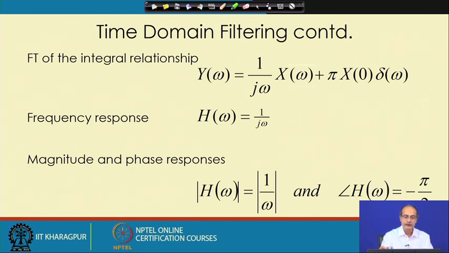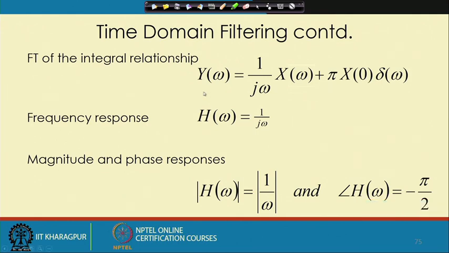Now, here f(t) is the integral, what we are showing by y(n). If we take the Fourier transform of the integration, what we will get would be 1 by j omega times X(omega), plus there would be a delta function at 0 frequency. So, that is the form we get.